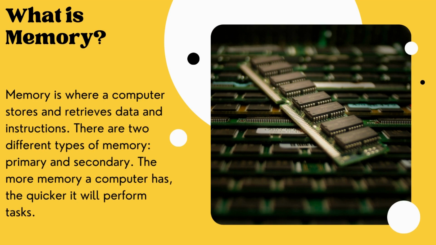So what is memory? Memory is where a computer stores and retrieves data and instructions. There are two types of memory, primary and secondary. The more memory a computer has, the quicker it will perform tasks.